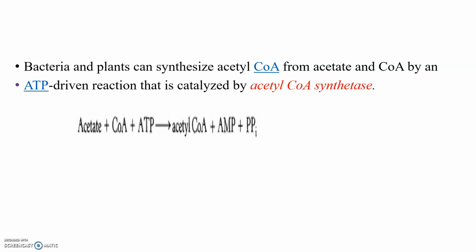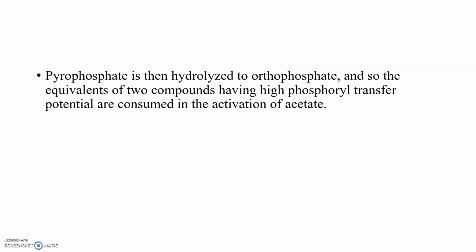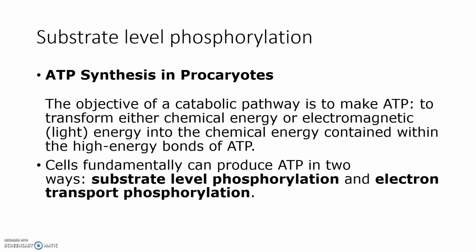Bacteria can synthesize acetyl CoA from acetate and coenzyme A by an ATP-driven reaction, which is catalyzed by acetyl coenzyme A synthase. Then the pyrophosphate formed is hydrolyzed to orthophosphate. So the equivalent of two compounds having high phosphoryl transfer potential are consumed in the activation of acetate. So that's all about the glyoxylate cycle.